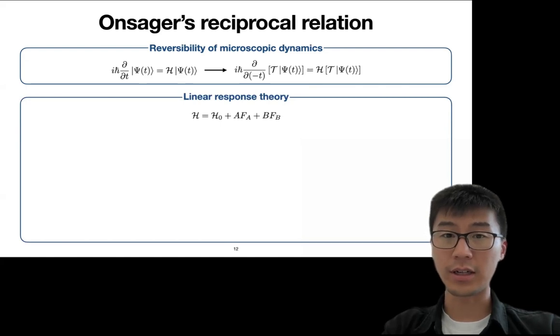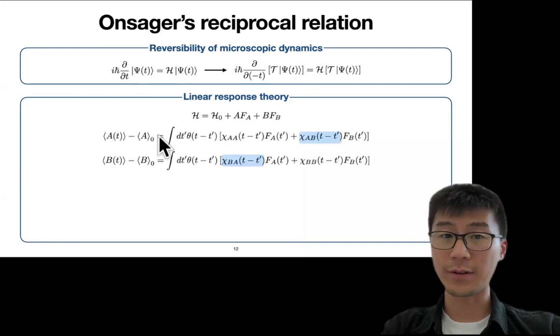In linear response theory, for example, we start from the unperturbed Hamiltonian and apply a perturbation by force A on A and force B on B. And generally, the responses of A and B are written in this way, in a linear response way.